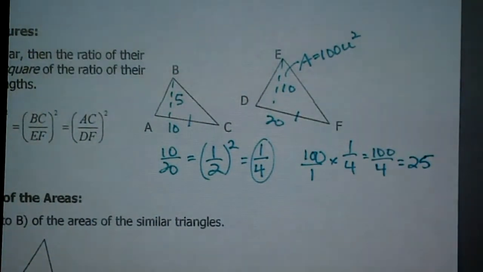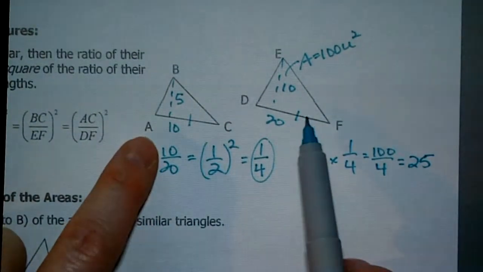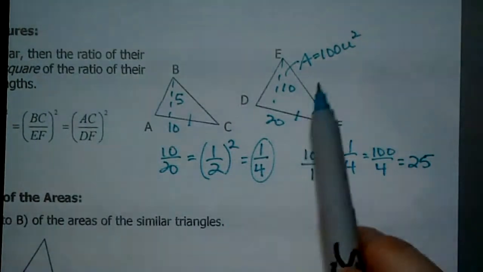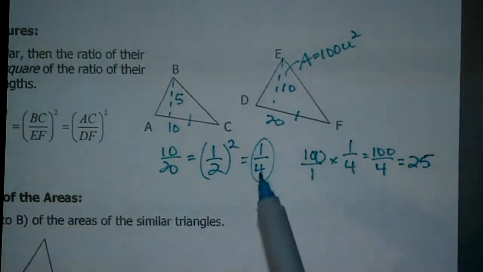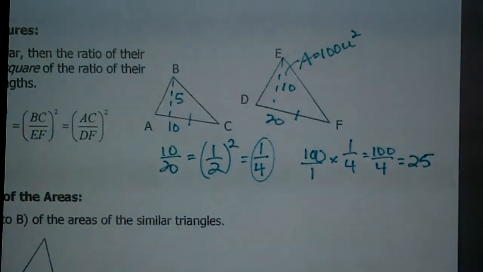So this actually works. So when you find the ratio of the corresponding sides squared, you're getting the ratio of their areas. If you multiply the area of the second shape by that, you can get the area of the first shape without actually doing any calculations. So if you're missing some pieces, this allows you to find them.